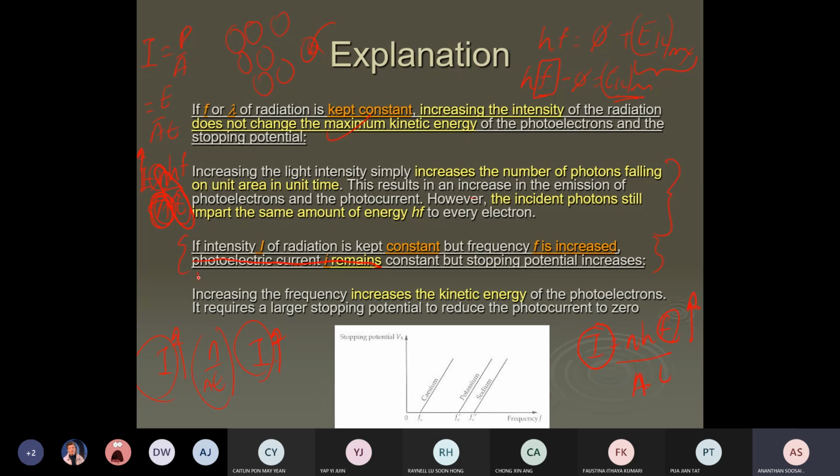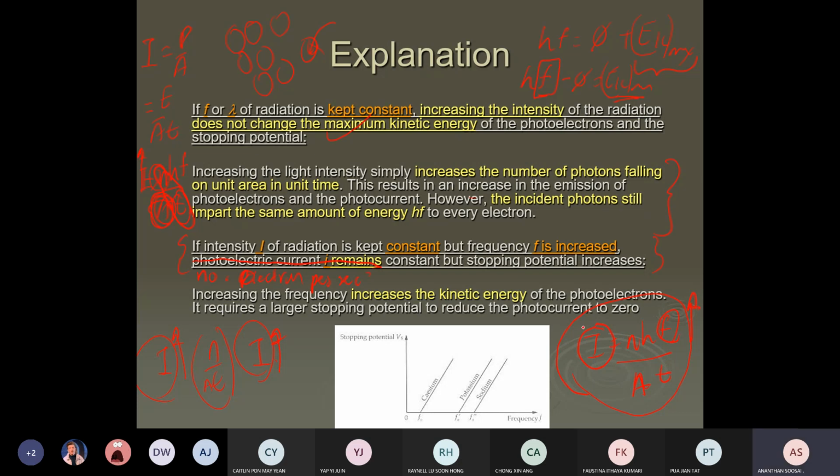Can you tell what will happen to the number of electrons? Because in the exam they'll ask more about the number of electrons. What happened to the number of electrons released per second? Constant, increases or decreases, from this formula? Anybody? The intensity is kept constant. What happened to the number of electrons per second released from the metal surface?